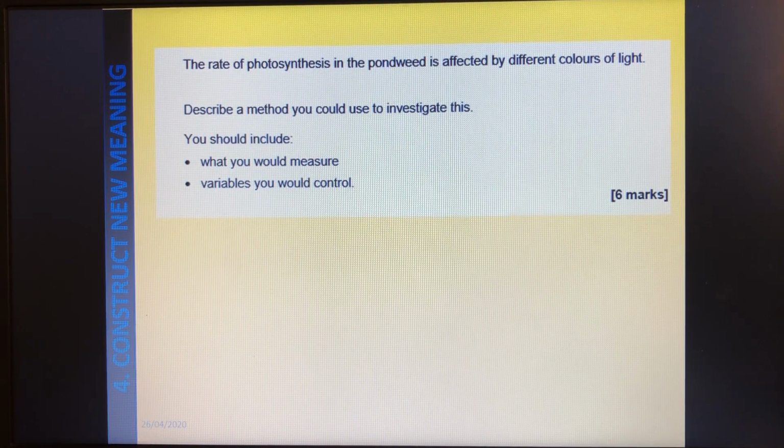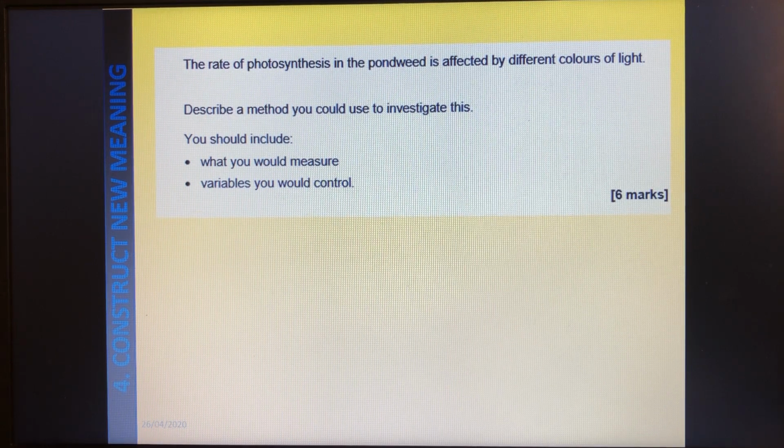and see if we can answer. So it says the rate of photosynthesis in pondweed, that's familiar to us, we've looked at photosynthesis in pondweed, is affected by different colours of light. So that's something that we've not come across before, okay? So we've looked at light intensity, temperature, etc., but we haven't looked at colour of light. Describe a method you could use to investigate this. You should include what you would measure and the variables you would control.